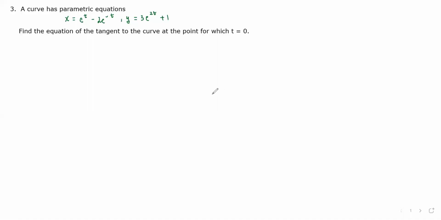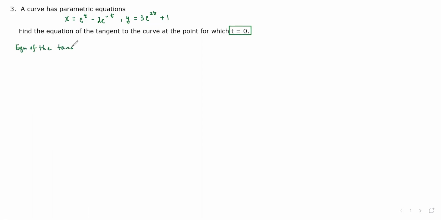We discussed question 3 and question 4 for A-level Pure Mathematics paper 2 for May and June of year 2020. We are given two parametric equations for question 3. Both are exponential functions, and we need to find the equation of the tangent to the curve at the points for which t is 0.